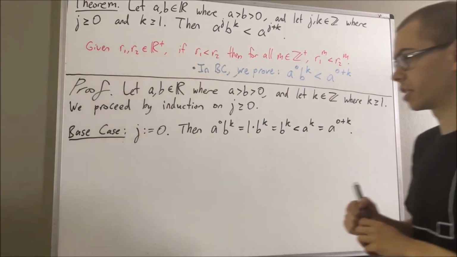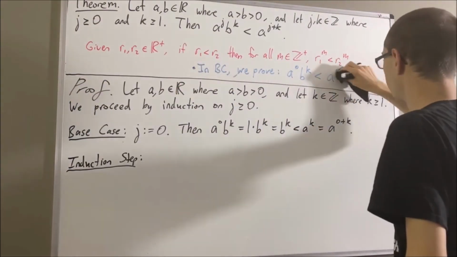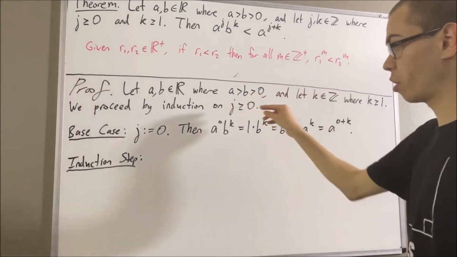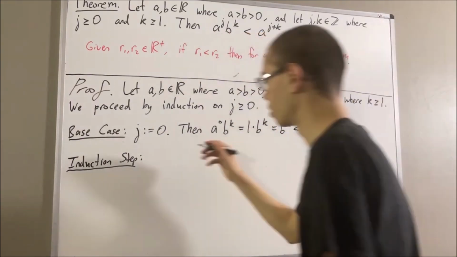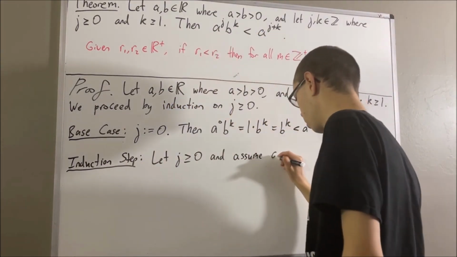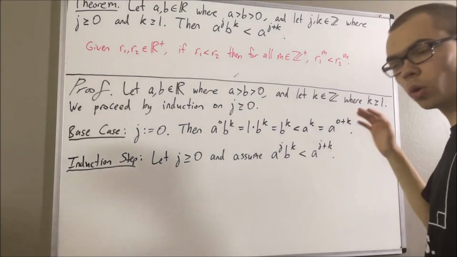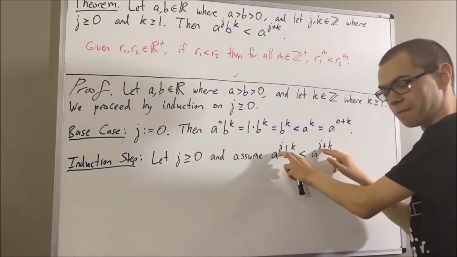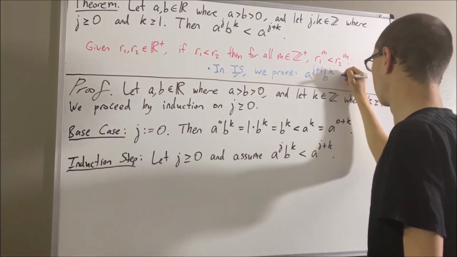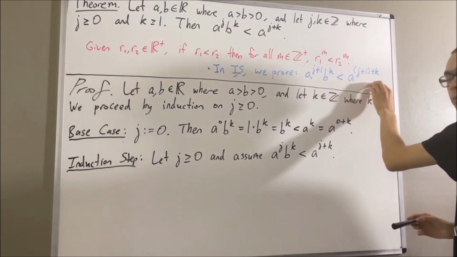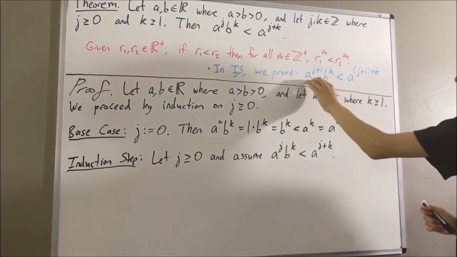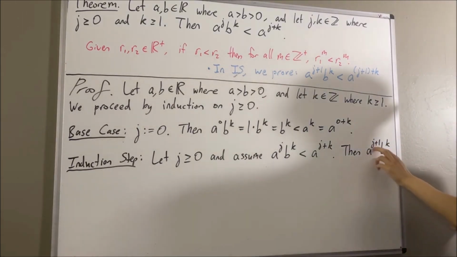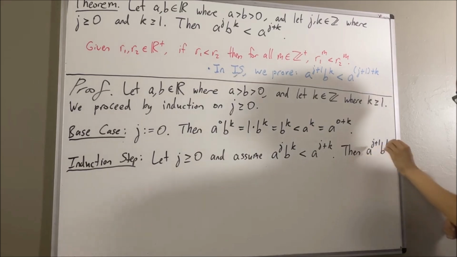Now let's move on to the induction step. Now in the induction step, we give ourselves an arbitrary integer j greater than or equal to 0, where this holds. And the whole goal now is to show that this is also true for j plus 1. So this is what we're trying to prove now. And let's start out by writing the left-hand side. Now, we know that a to the power of j plus 1 is equal to a to the power of j times a.